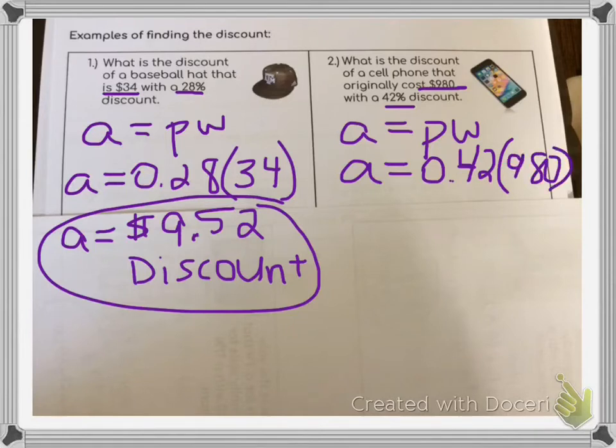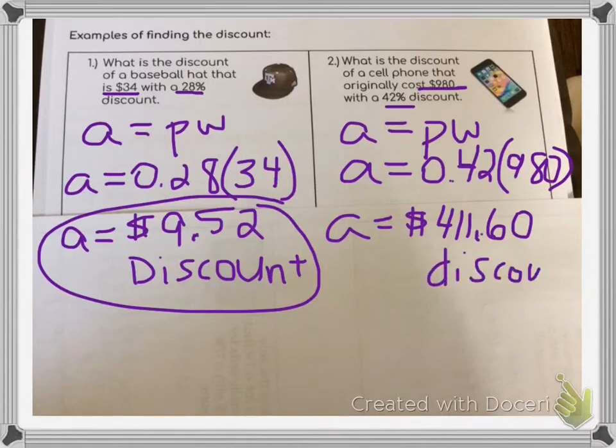Okay, and you're going to multiply that on your calculator. 0.42 times 980, and you're going to get the part, which is, I always label this money because that's what we're finding, the discount of money, $411.60. That's my discount.